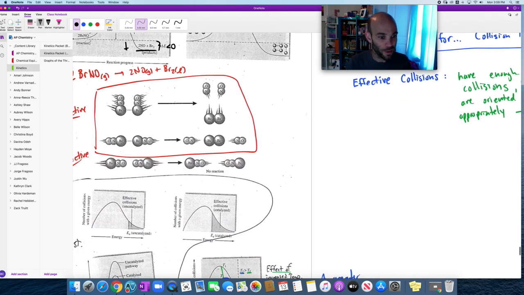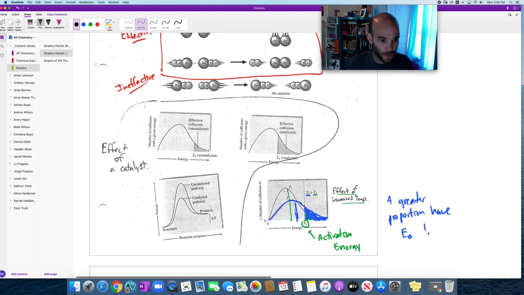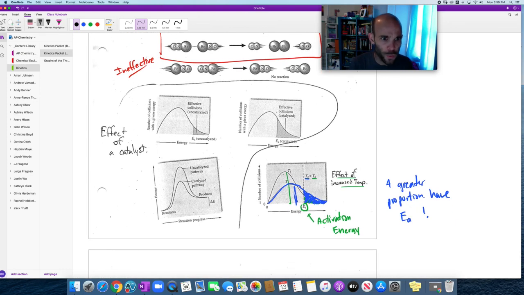Okay, so let's look at the effect of a catalyst and talk about how this might happen. These three graphs illustrate the effect of the catalyst. Okay, so what the catalyst is going to do is it lowers the activation energy. So I call this the high jump effect, or the high jump bar effect.